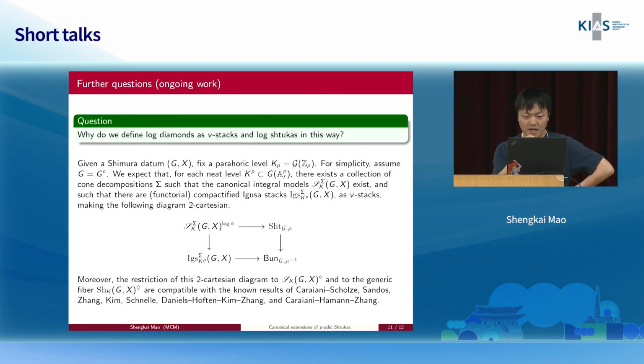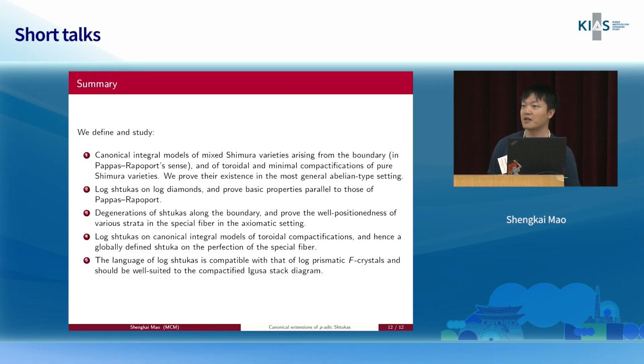Okay. So for PEL type with hyperspecial level, we think we know how to work it out, and we are working on the Hodge type case. We think this might be a good formalism to think about if you want to work with the compactified Igusa varieties. Okay, and that is the summary. That's all of my talk. Thanks.